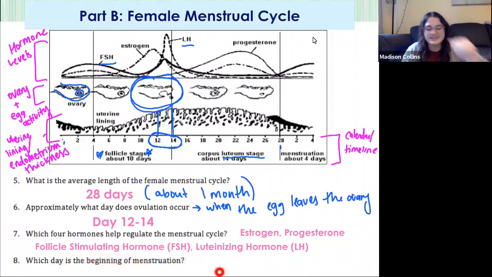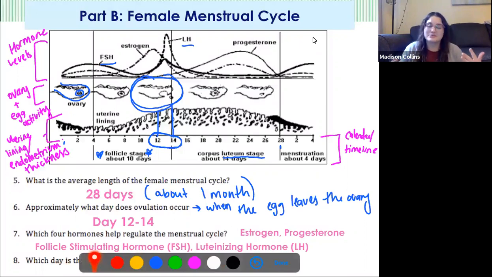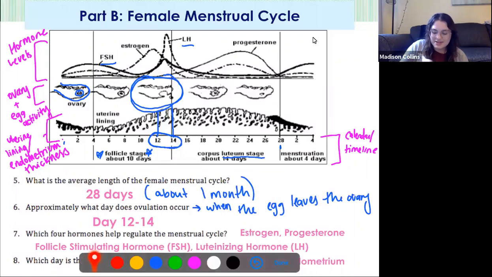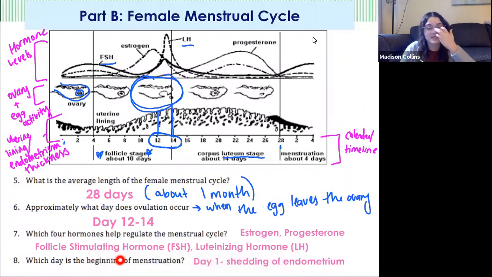And number 8, which day is the beginning of menstruation? So menstruation is what we like to think about point blank as when you start bleeding, when that period begins. And remember, your period is just when the endometrium lining, or the uterine lining, as well as that egg, are released from your body. They start to shed and exit the body. And that actually happens on day 1. I know it was kind of tricky to see on this diagram. There it is. So day 1 is when menstruation actually begins. This is when the shedding of the endometrium occurs.